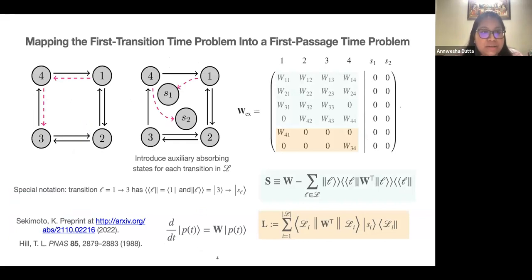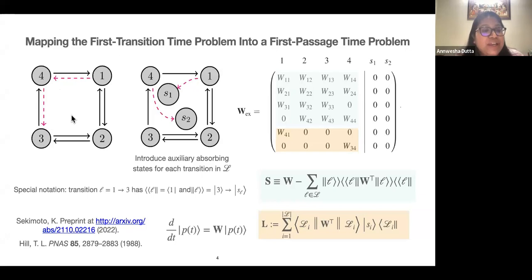Now, we would also like to compute analytical expressions for such quantities. For example, here we have a four-state Markov network, where all these states and transitions are not visible to us. Only the transitions that are visible are the magenta lines and magenta arrows. The main purpose here is to find the time it takes to observe a particular transition. So that is a first transition time problem that we are trying to solve. We already know about the first passage time problem.